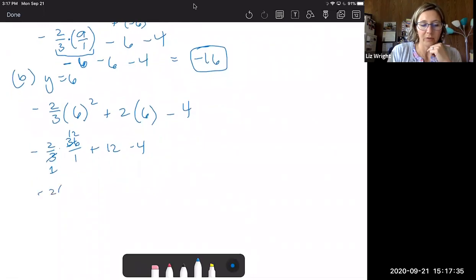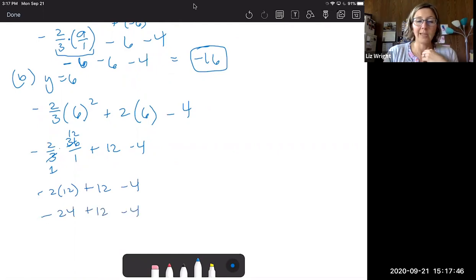Now I've got -2 times 12 plus 12 minus 4. So this is going to give me a -24 plus a 12 minus a 4. -12 plus a 12 is going to give me a -12, minus a 4 is going to get me right back to where I was on the previous problem, which was -16.